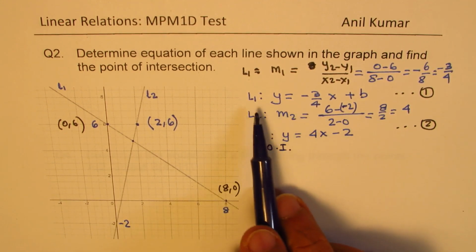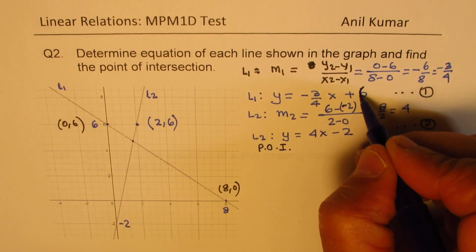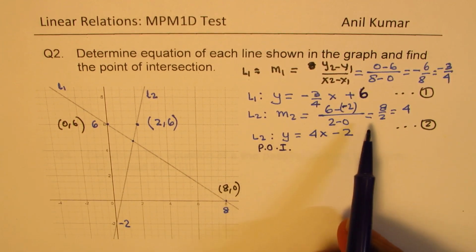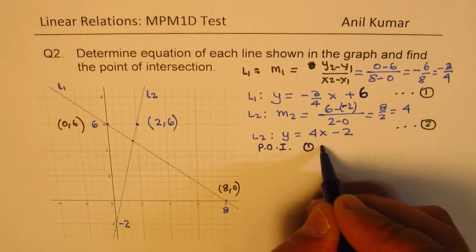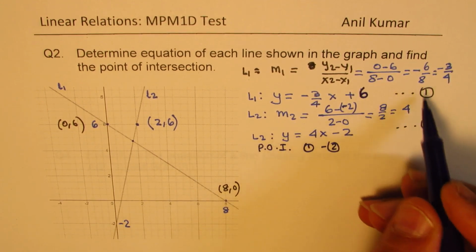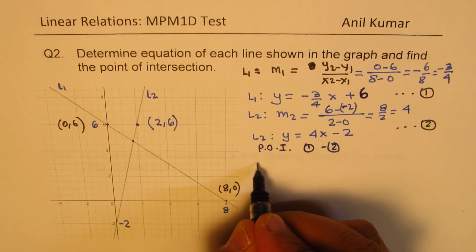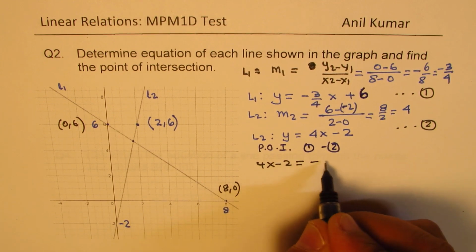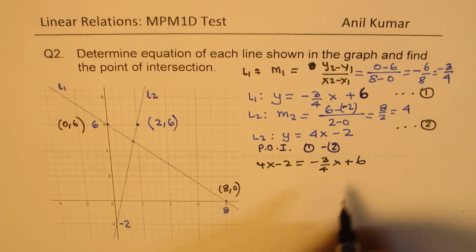So line 1, b was 6. This is 6, not b, right? We have 6. Okay. So we can use the elimination or substitution. y is 4x minus 2. So we'll say equation 1 equals equation 2, because both are y values. So we could write this as 4x minus 2 equals minus 3 over 4x plus 6.